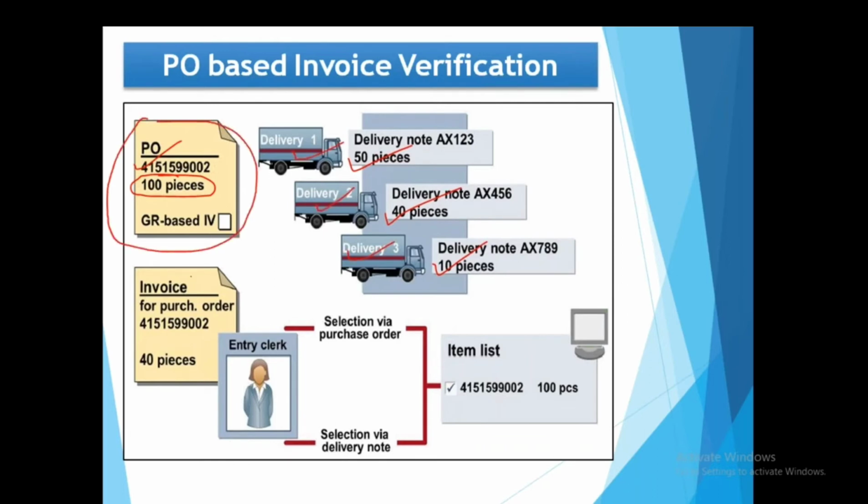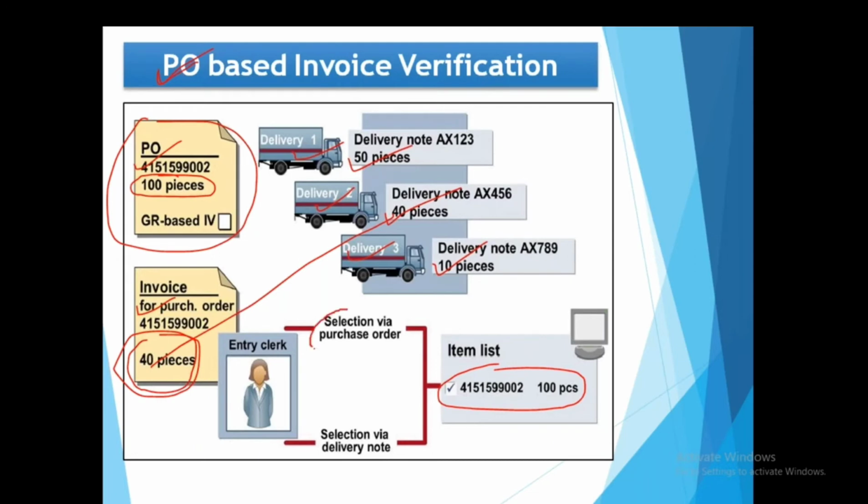Now when you are doing the invoice verification, let's say for this 40 pieces, even though you do it for 40 pieces, the system will propose the entire quantity in the invoice transaction because we are doing the purchase order based invoice verification. Okay, so that is how the system will do. So this is the purchase order based invoice verification.